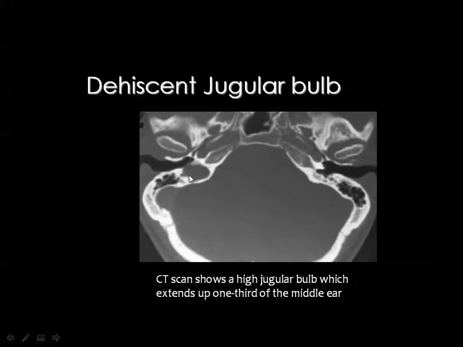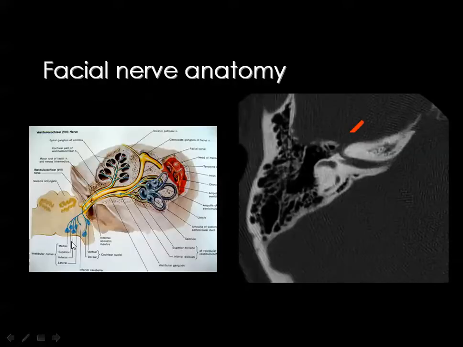And this is an example of dehiscent jugular bulb. This is the jugular fossa, and it is not separated by the bony ridge, which is normally seen in most of the cases. Then we discuss the course of the facial nerve through the petrous bone.